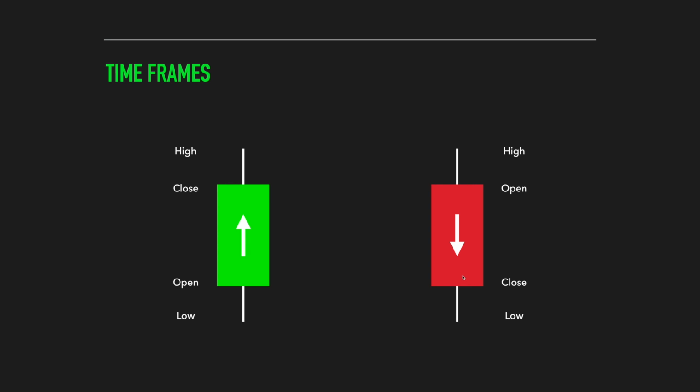Now, just for some quick definitions also, the colored rectangular section of the candlestick is known as the real body, and the line sticking out from the top of the candlestick, which shows us the highest price that the stock went within that period of time, is known as the upper wick. The line sticking out from the bottom of the candlestick, showing us the lowest price that the stock went within that period of time, is known as the lower wick.